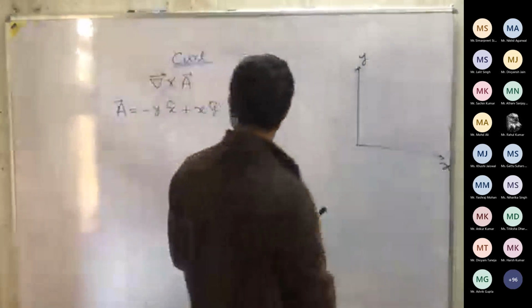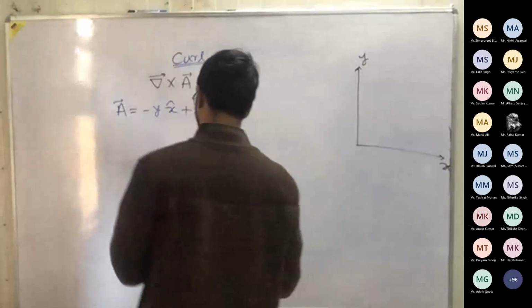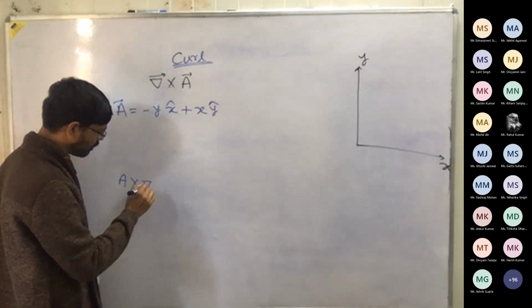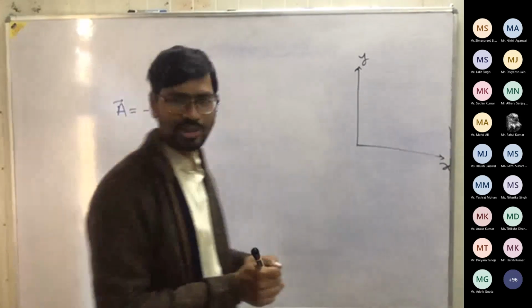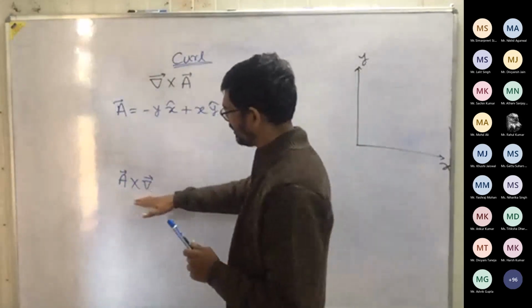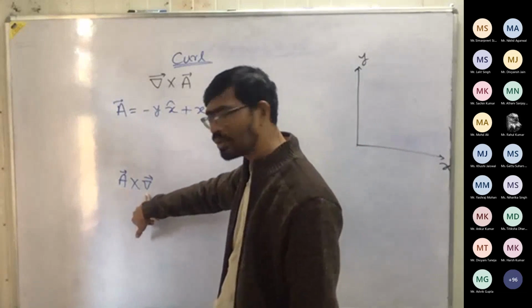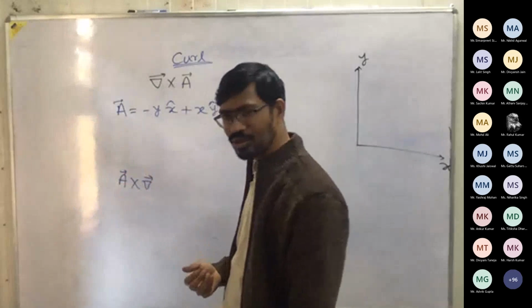Sir, is there a name for a vector cross del? A vector cross del, no, it has no name. But you will see this type of term. It's an operator. It's basically like a cross product of two vectors. So del is a vector, but it's a vector operator, and A is the usual vector.